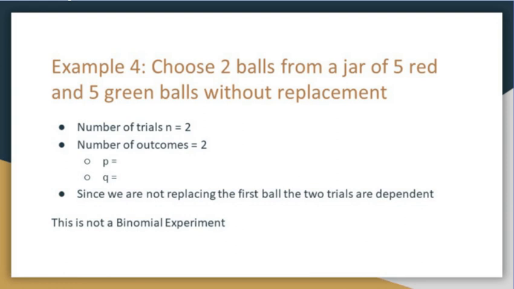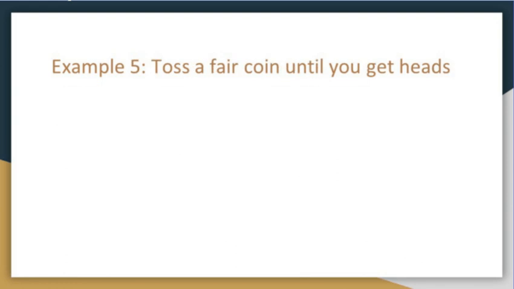All right, and then last example here that we're going to look at, toss a fair coin until you get heads. Okay, so you're just going to keep tossing. Once it hits heads, your experiment is over. Binomial experiment or not?